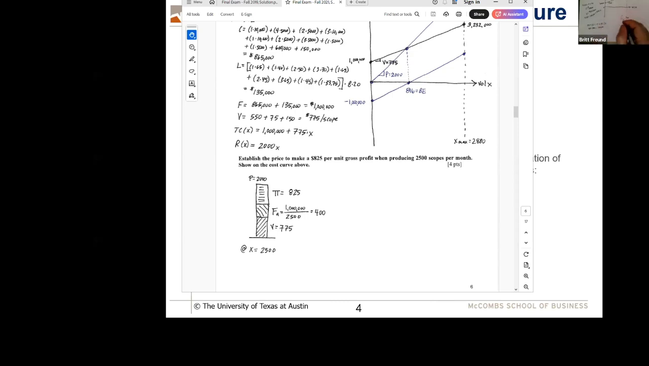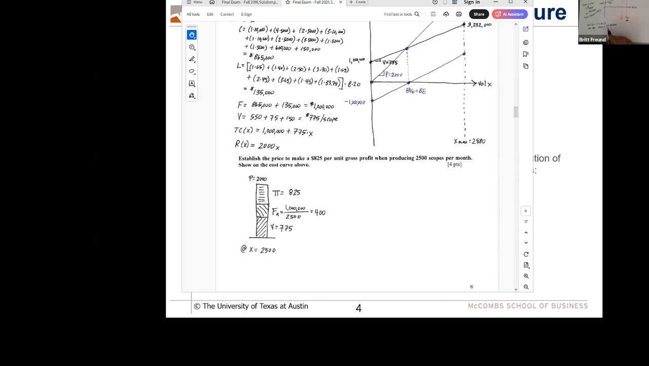My fixed costs are $1 million, so I start off $1 million in the hole, and then I don't know the price because that's what I'm trying to solve for, but I do know the variable cost. It's $775 for each scope, and I know that I want this to be true at 2,500 scopes. So you can do it like that if you prefer. It's just solving an algebraic equation rather than drawing it as a bar chart. They are exactly the same.